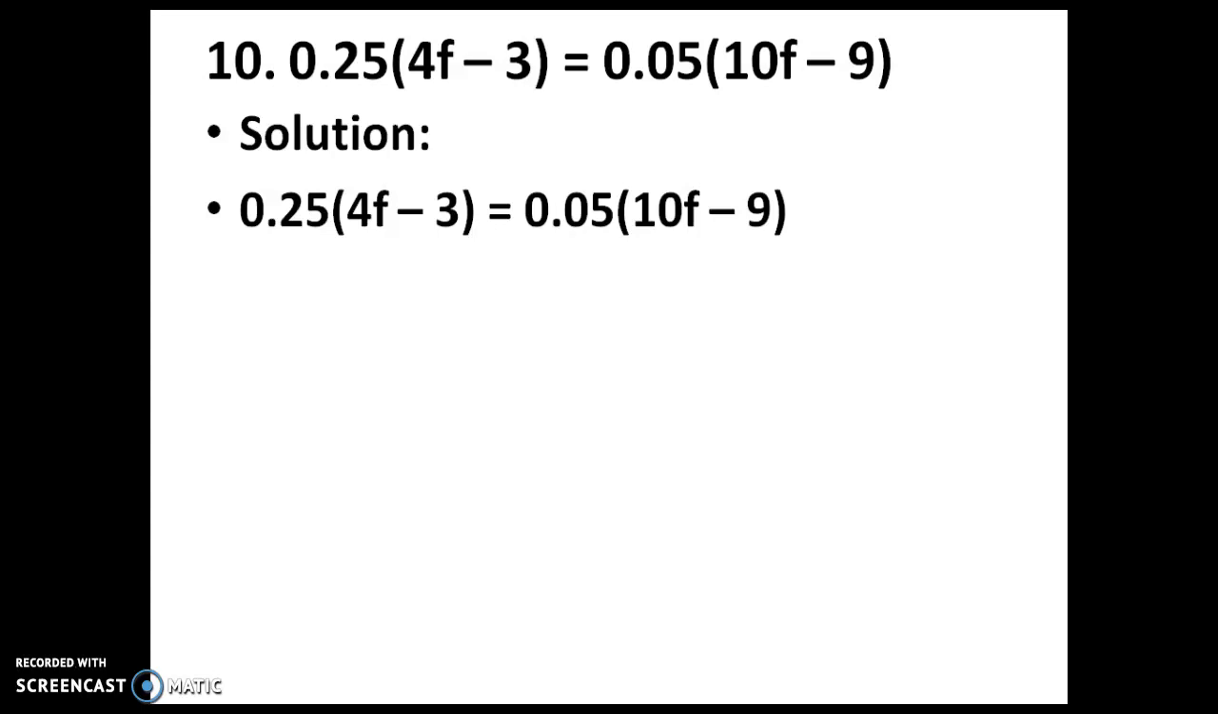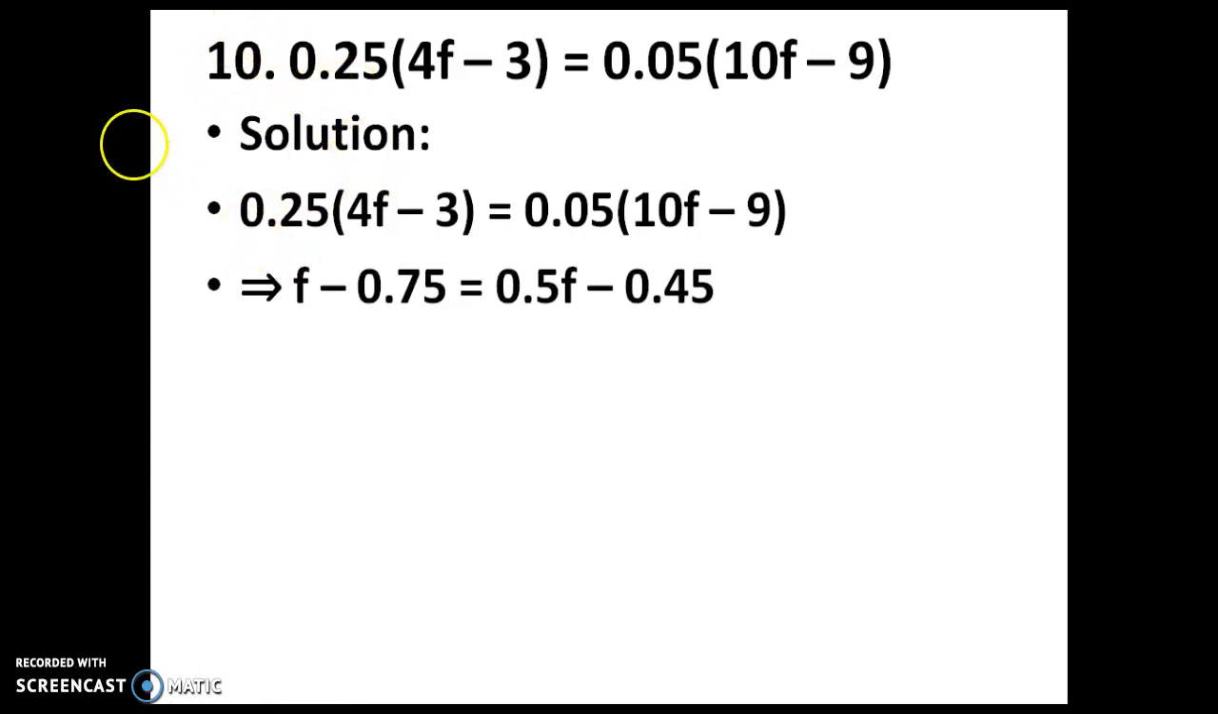Now remove the bracket here. So 4 into 0.25 is 1, is it not? So 1f can be written as f. Then 0.25 into minus 3 is minus 0.75. Then this side, 10 into 0.05, so one decimal will go to the right side, so you will get 0.5. Then 5 into 9 is 45, then you have to keep 2 decimal places, so it will be 0.45.